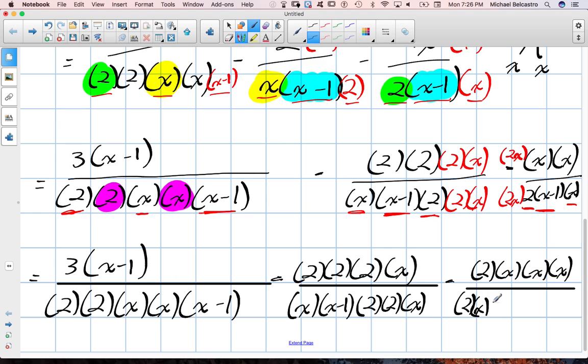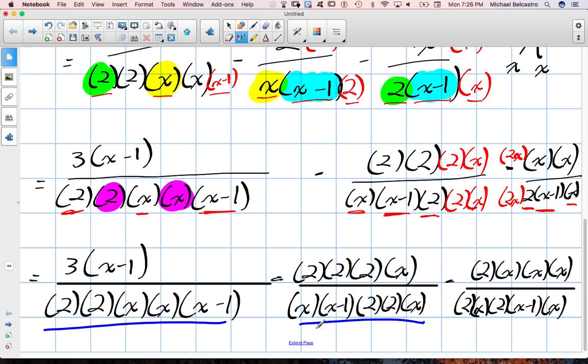2x, 2x minus 1 and x. Okay. Now, even though, if you notice, this is in a different order than this, and this is in a different order of this, there's a rule of multiplication called the associative property. It doesn't matter what order you multiply stuff, you always get the same answer.